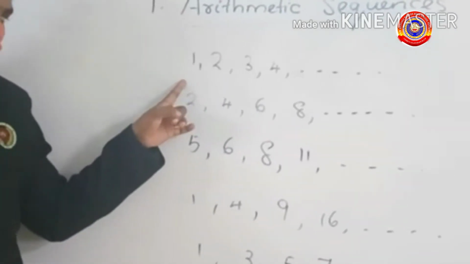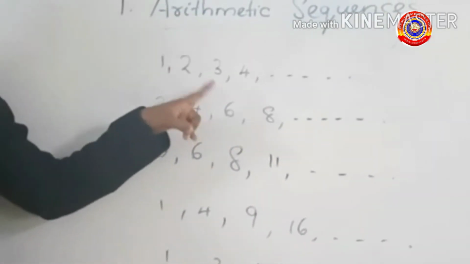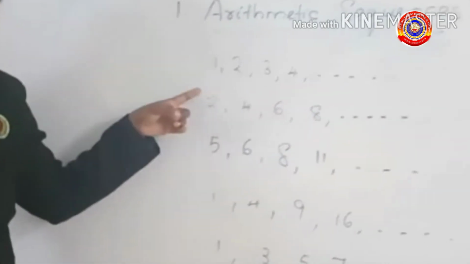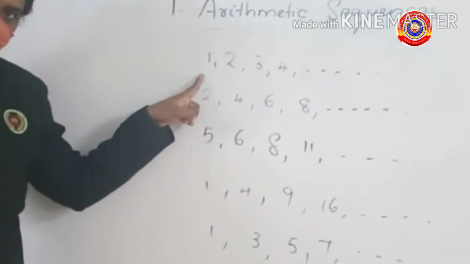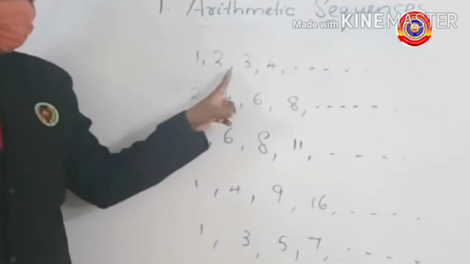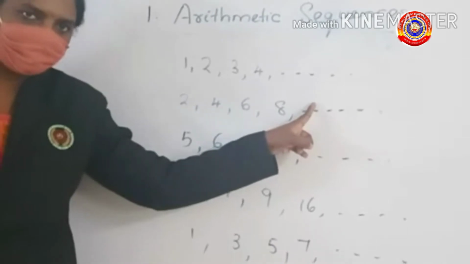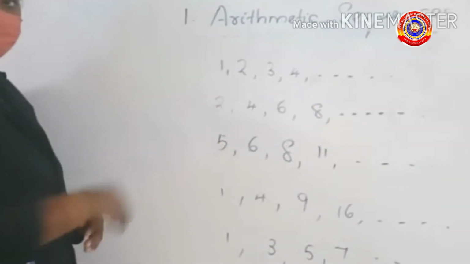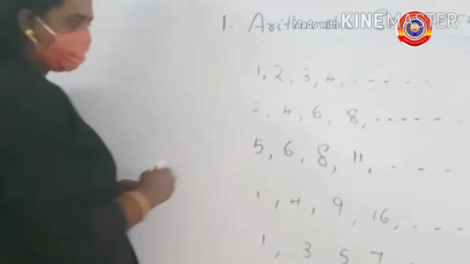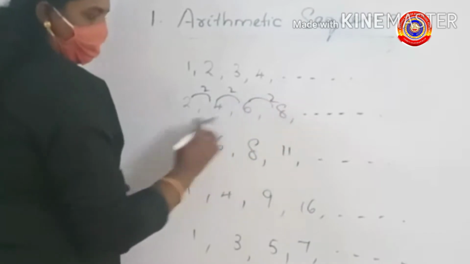Yes. In the first sequence, 1 is the first number and adding 1 repeatedly to get the whole sequence. Okay. In the second sequence, 2 is the first number and 2 is added repeatedly to get the sequence.